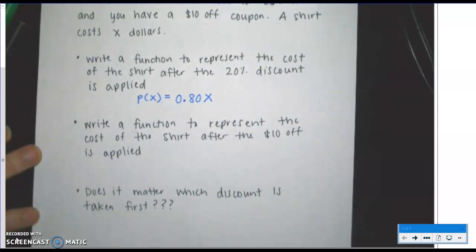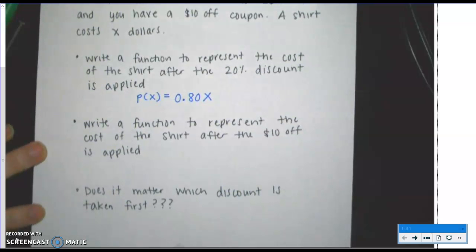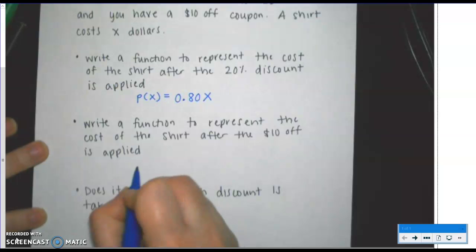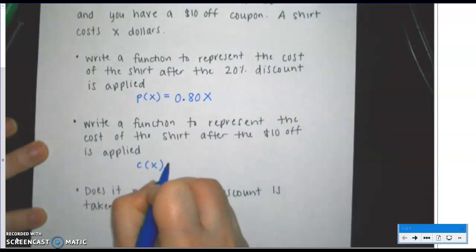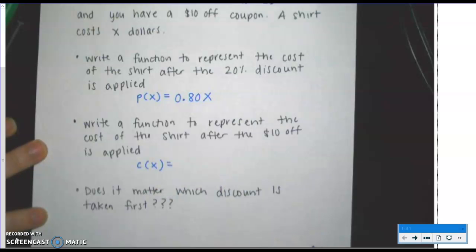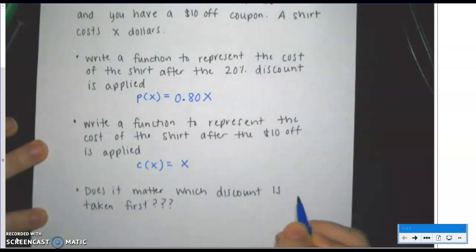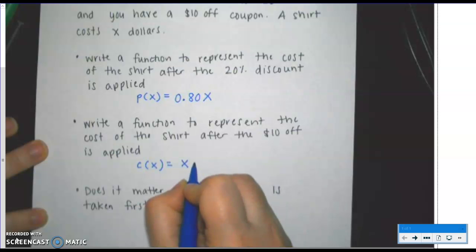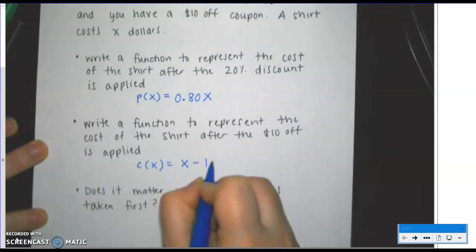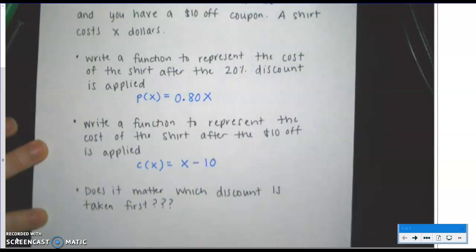All right, write a function to represent the cost of the shirt after the $10 off is applied. So we'll just use the letter C for the cost. In this case, this is pretty simple, right? We have however much the shirt cost originally, and they're just taking $10 off. So that's how much we're going to pay.